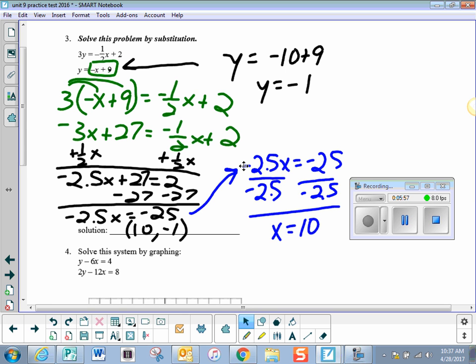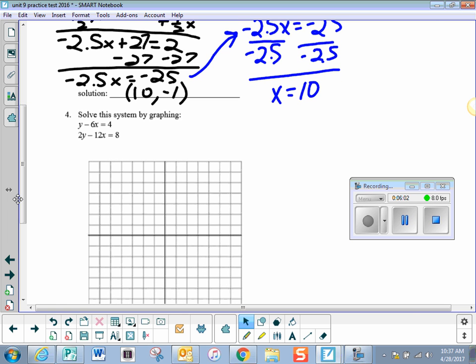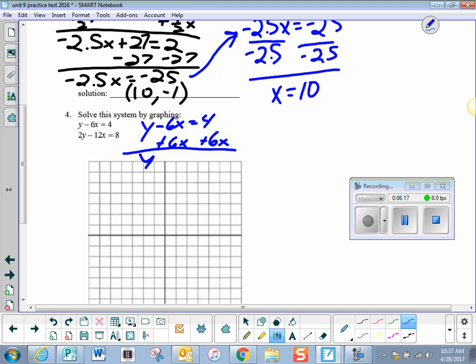Okay, moving on. Number 4, solve by graphing. We spent a good half a day at least getting y alone. We also did that earlier this year. So if I get y alone here, y minus 6x equals 4. I add 6x to both sides, and I get y equals 6x plus 4, or 4 plus 6x. If I graph that, I have a y-intercept of 4, and I can either go up 6 over 1 or down 6, left 1. And that's my line, because a negative divided by a negative is a positive.